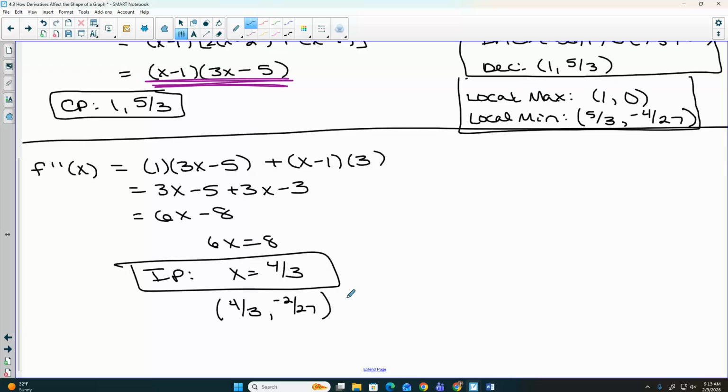Okay, so we make our sign line. The 4/3, so smaller than 4/3 and bigger than 4/3. We're putting them into the second derivative. Make sure you keep track of where your derivatives are so you know where to plug it in. So if I put in a 1, I get a negative. If I plug in a 2, I get a positive.